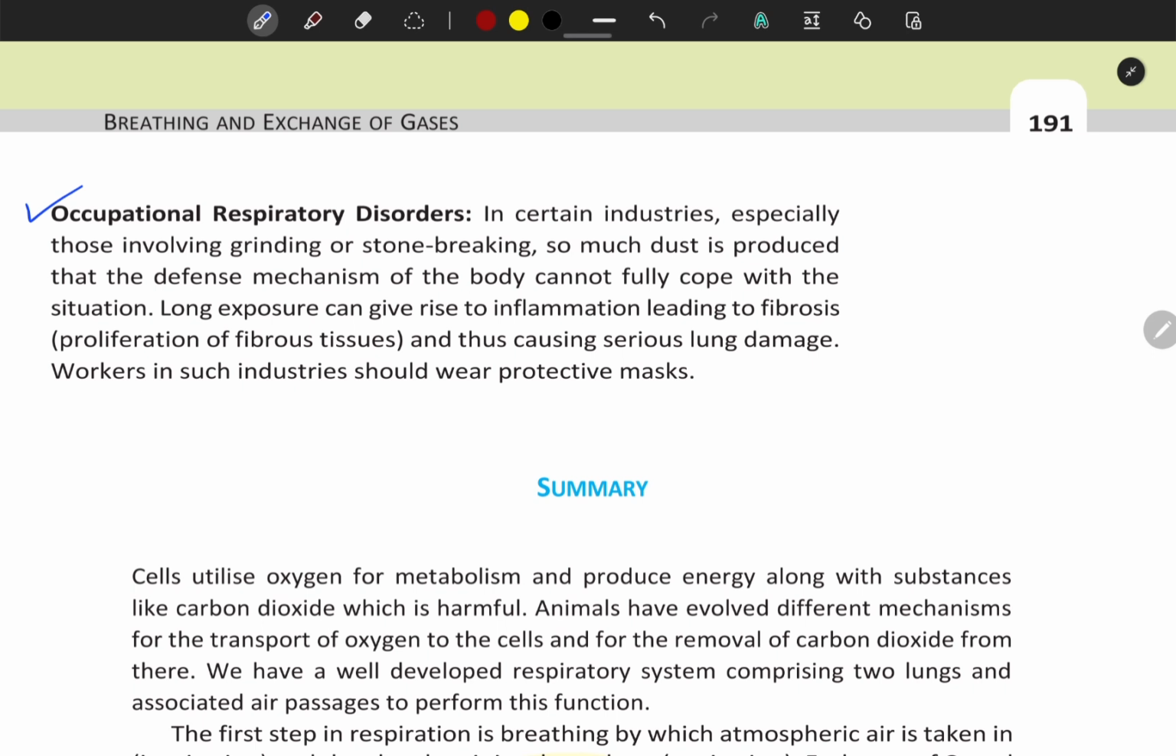And the next one is occupational respiratory disorders. In certain industries, especially those involving grinding or stone breaking, so much dust is produced that the defense mechanism of the body cannot fully cope with the situation. Long exposure can give rise to inflammation, leading to fibrosis, that is proliferation of fibrous tissues, and thus causing serious lung damage. Workers in such industries should wear protective masks.